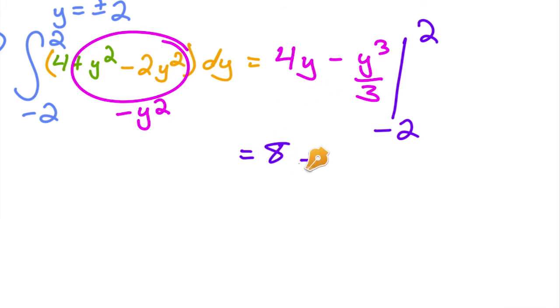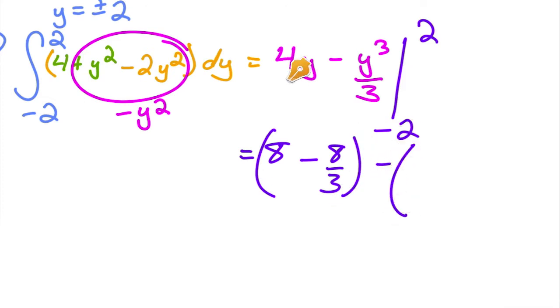I get 8 minus 2 cubed is 8 thirds, and then minus, plug in negative 2, I get 4 times negative 2, that's negative 8, and then plus negative 2 to the third, that's 8 thirds. And it's positive because you have negative 2 cubed is negative, and then times that negative is positive.